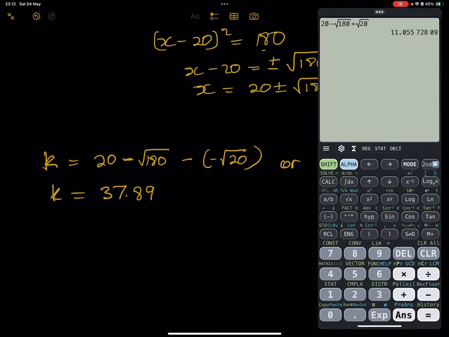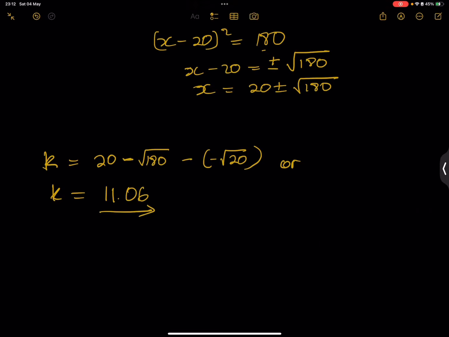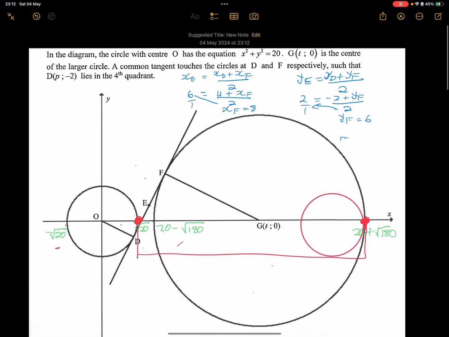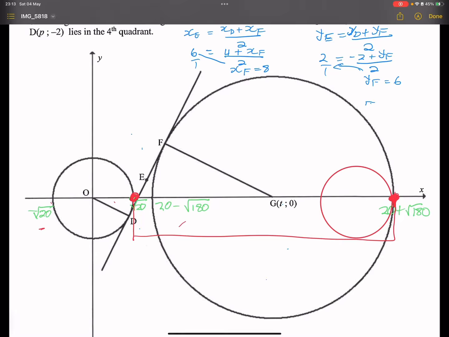Okay, so the first value is 11.06. That's the first value for k. Now, I'm going to take that value there, which is 20 plus root 180, and I'm going to subtract root of 20, which is that over there. Right, so let's do that.